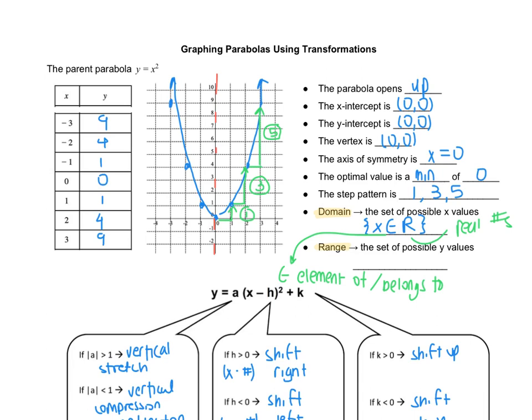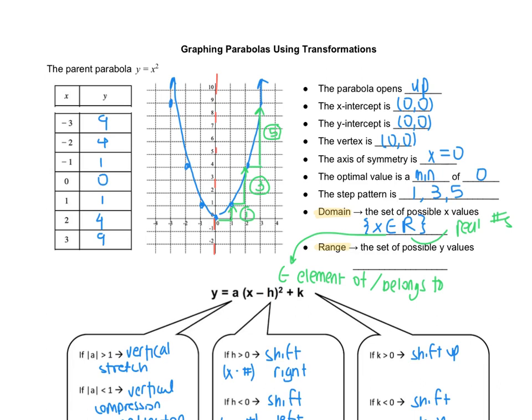So now we go to the range. And the range is the set of all the possible y values. Now, if you look at this parabola here, there's so much going on here. But if I look below the x-axis, there's nothing. I cannot find my parabola there. So I pretty much want to say that you'll find a y value anywhere above the vertex, so above 0. And that's where that optimal value is important.